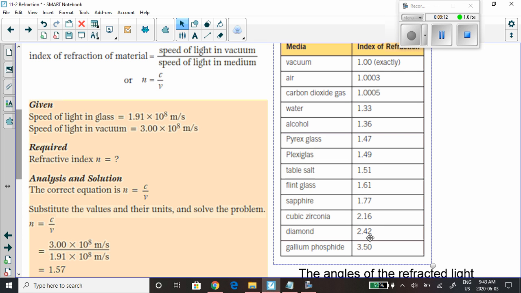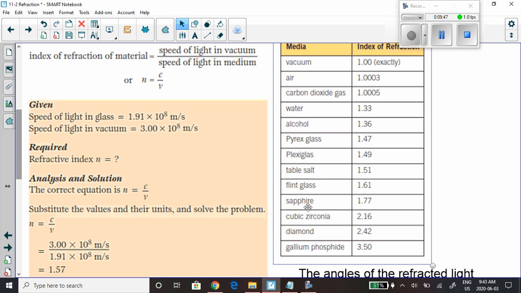Now this one here is a material called diamond. It's very expensive to buy, trust me. And when you do the ratio here, you get a value of 2.42, which means the numerator, speed of light in vacuum, is quite a bit larger than the speed of light in the material called diamond. It's more than twice. So what this tells us is that diamond really slows down light.